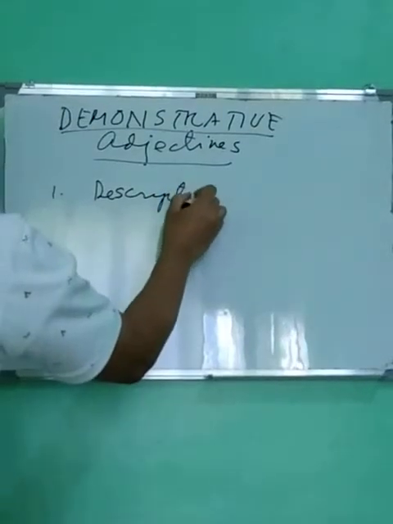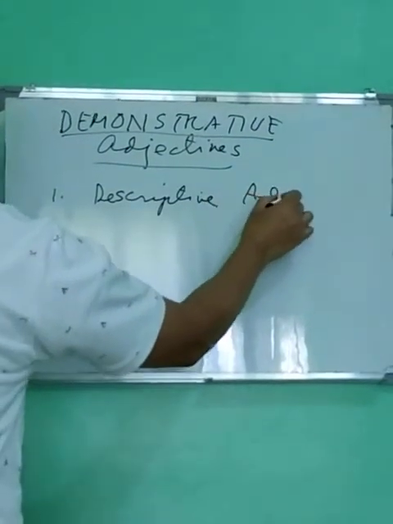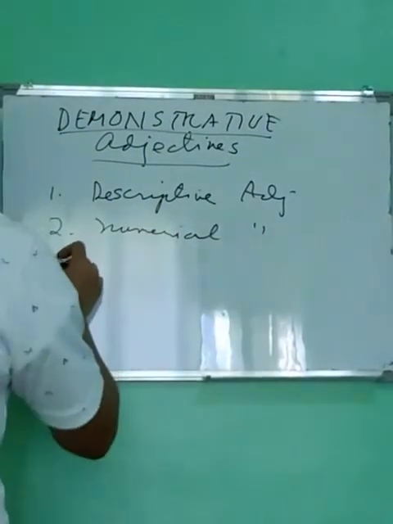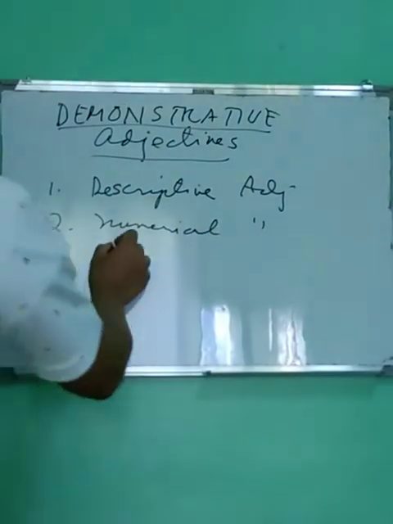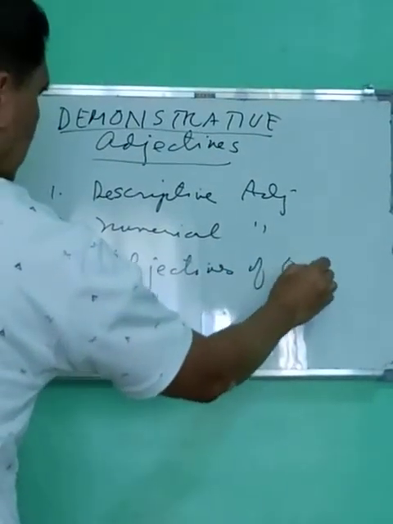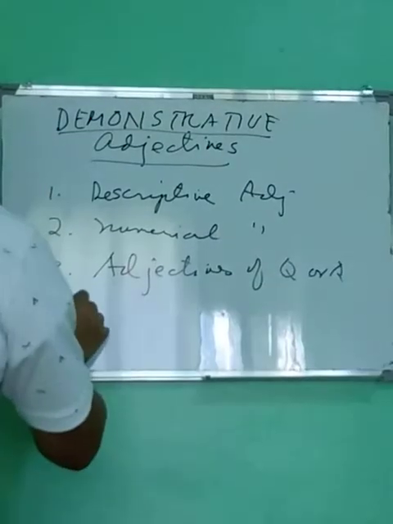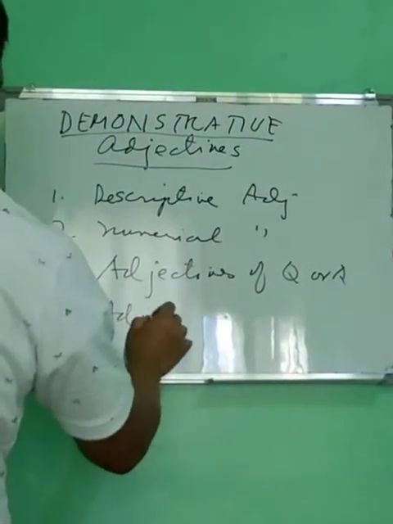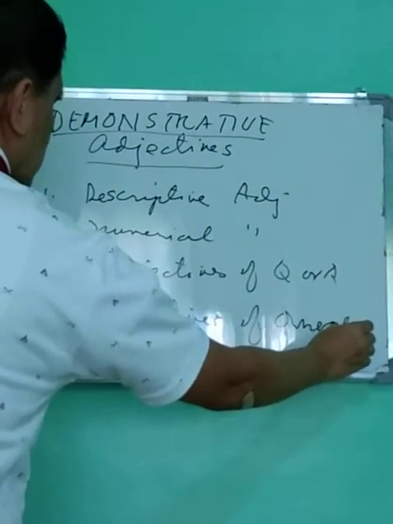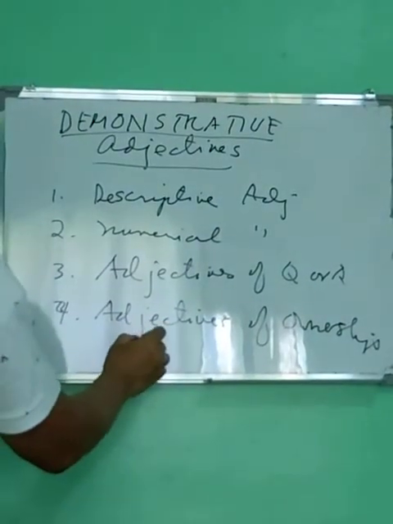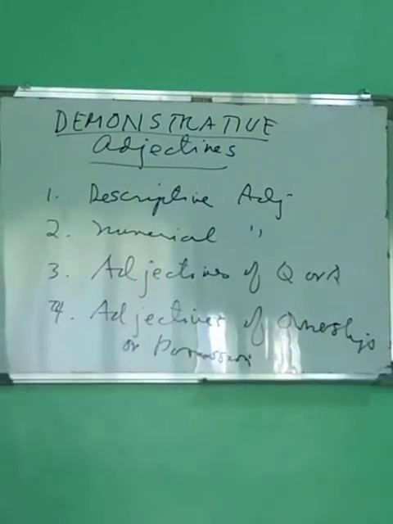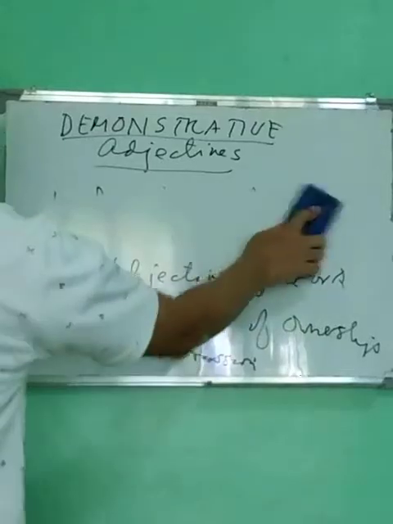Correct? You still remember that? Descriptive adjectives. Then we have numerical adjectives. You just read your book, numerical adjectives. Then adjectives of quantity or amount, and then what we call the adjectives of ownership or possession. This is what we discussed last time. So today we start with the last type, which is demonstrative adjectives.